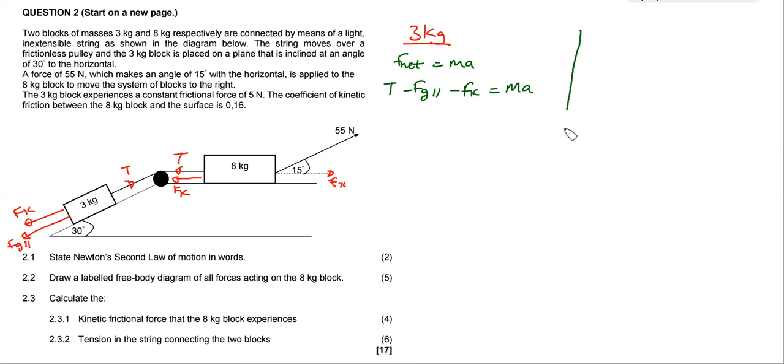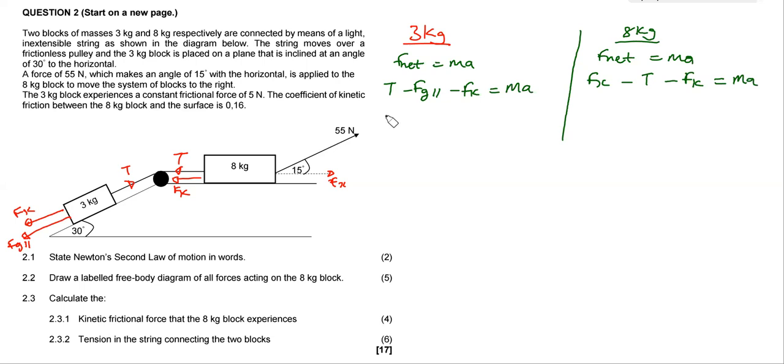Okay, so I'm going to do also the 8 kg block here. For the 8 kg, using the same thing, F net is equal to ma. What is our F net there? F net is going to be equal to Fx minus T minus Fk, which is going to give us our ma. Now let's substitute the values that we have here.